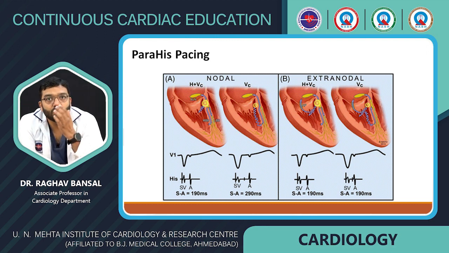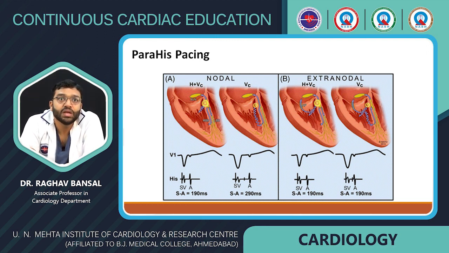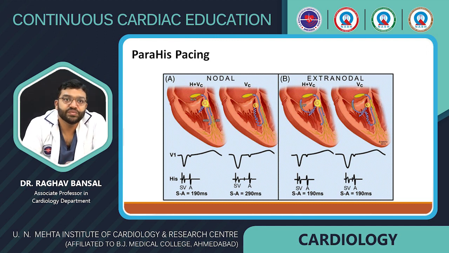So this is important to note because it helps us to distinguish between the presence of an accessory pathway versus absence of an accessory pathway. So what we do is compare the response of VA conduction when the His bundle is captured and when the His bundle is not captured.